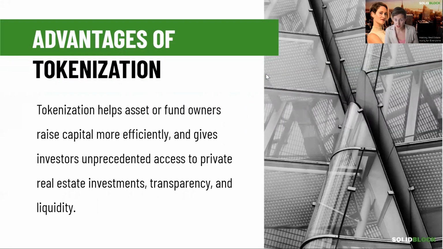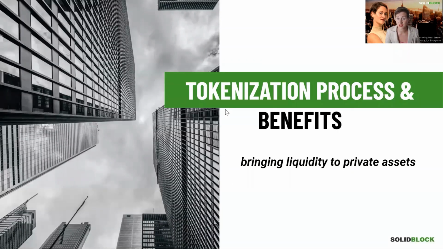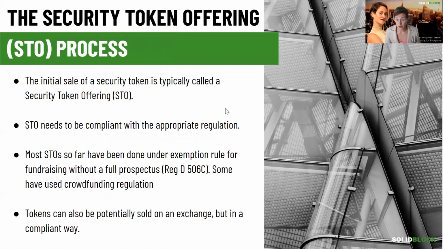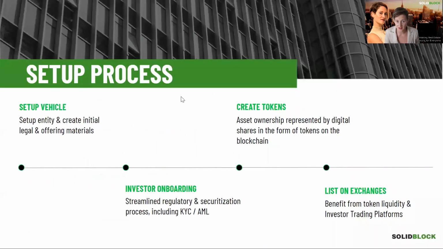So the advantages of tokenization include helping asset or fund owners to raise capital more efficiently, as well as giving investors unprecedented access to private real estate investments, as well as increasing transparency and liquidity, right? So to review, the process of tokenization is called a security token offering, right? We have the initial offering, where we're offering these securities to investors. We create all kinds of appropriate regulation and compliance to do that. And then the secondary offering, where we list this security on an ATS, right?